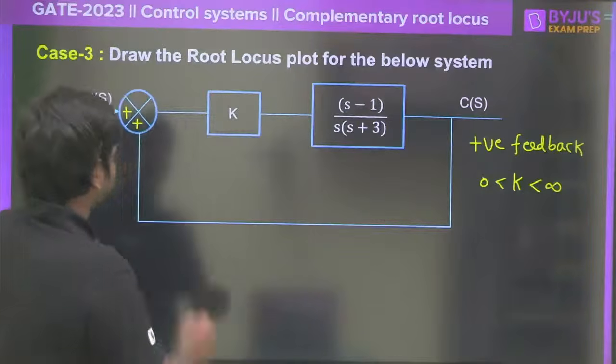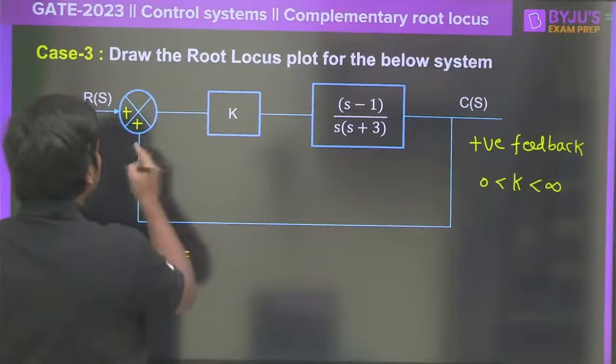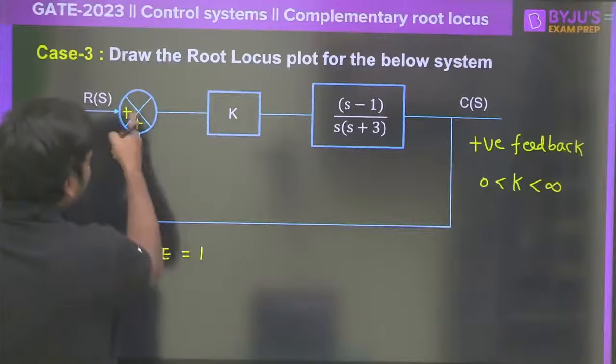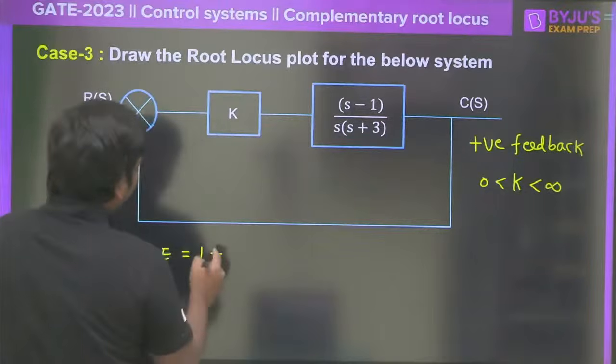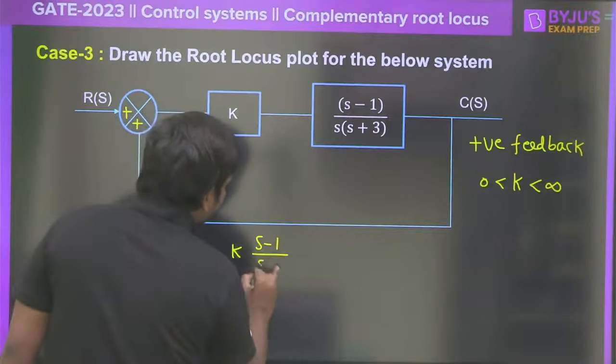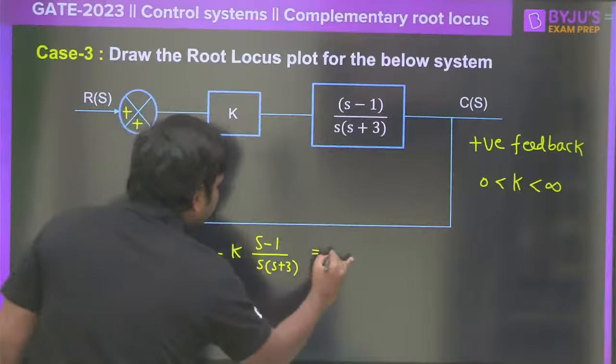Now moving ahead, what would be the characteristic equation once again? Once again, will the characteristic equation be changed or not? Now it will be changed. 1, now it is plus here. So if it is plus, I would be taking here minus k into, of course, (s minus 1) divided by s into (s plus 3). Am I right? So please mention in the comment section. This must be equal to 0.